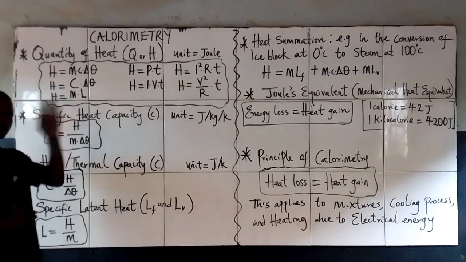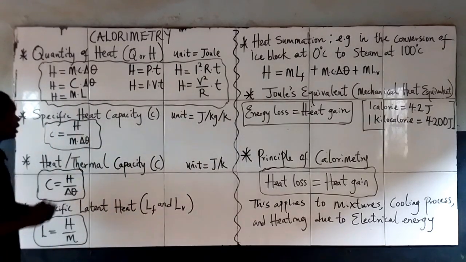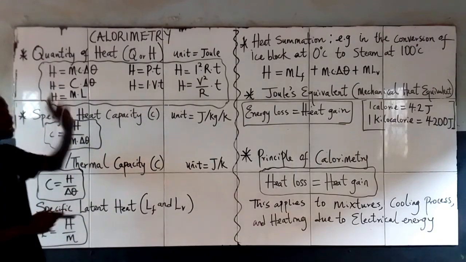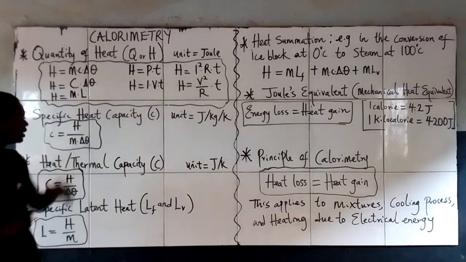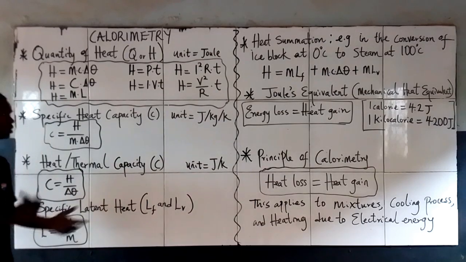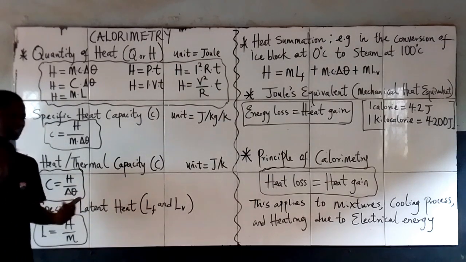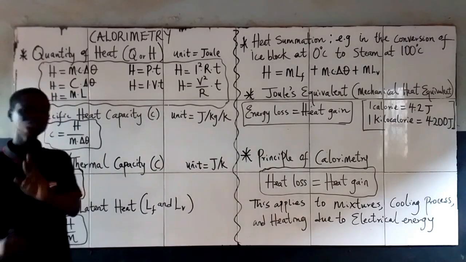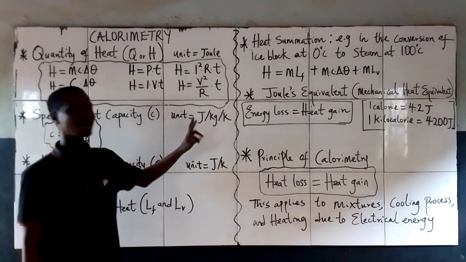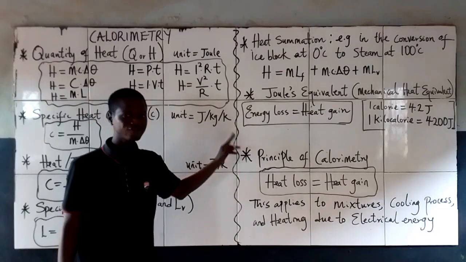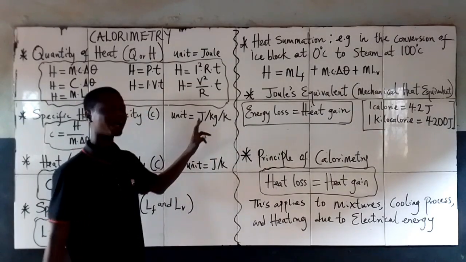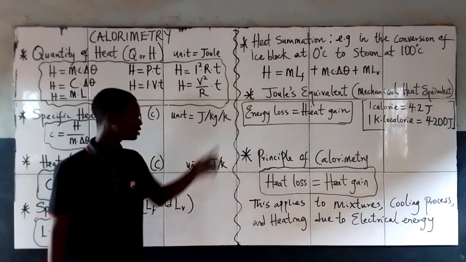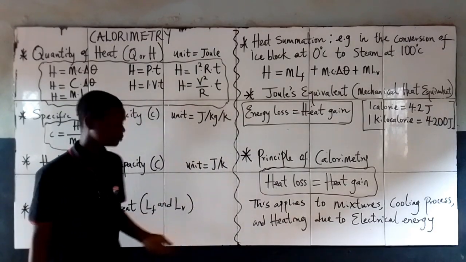So that is for quantity of heat. Like I said, all this H can be replaced with Q, because heat has two symbols, either Q or H. Now moving on to the next, we have what is called specific heat capacity. This is denoted by small c, and the unit is joule per kilogram per Kelvin, or joule per kilogram per degree Celsius. It is the same thing, Celsius or Kelvin.